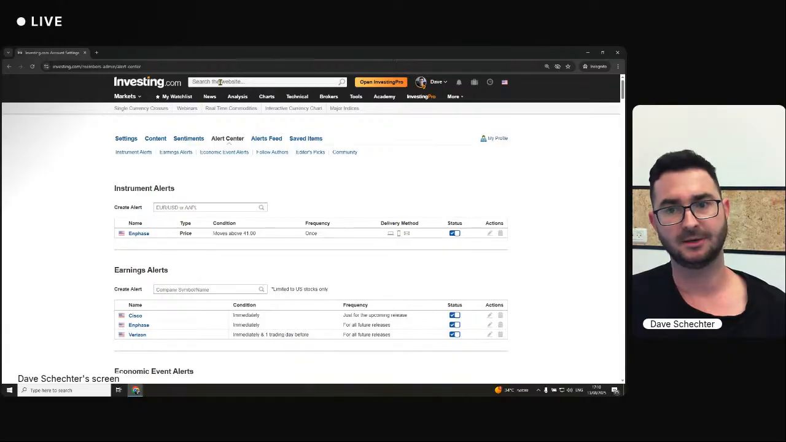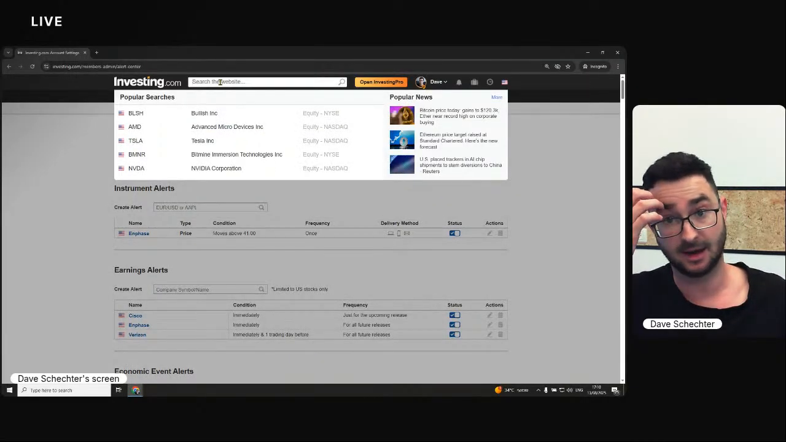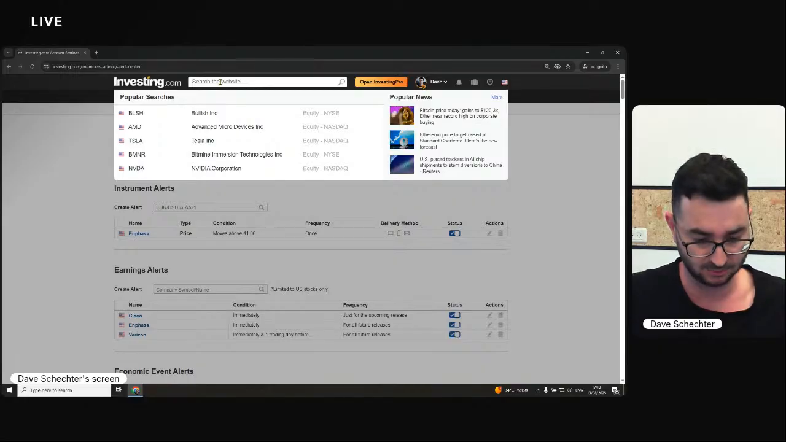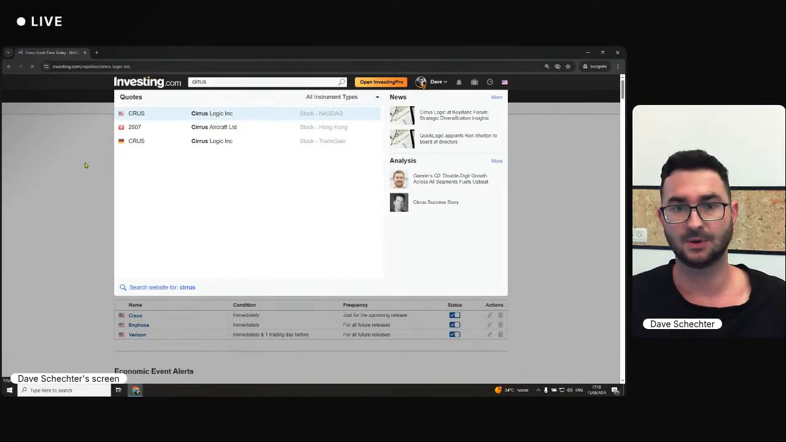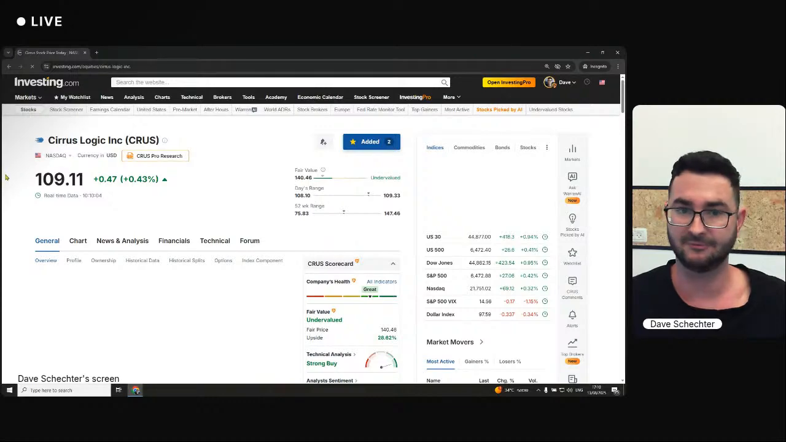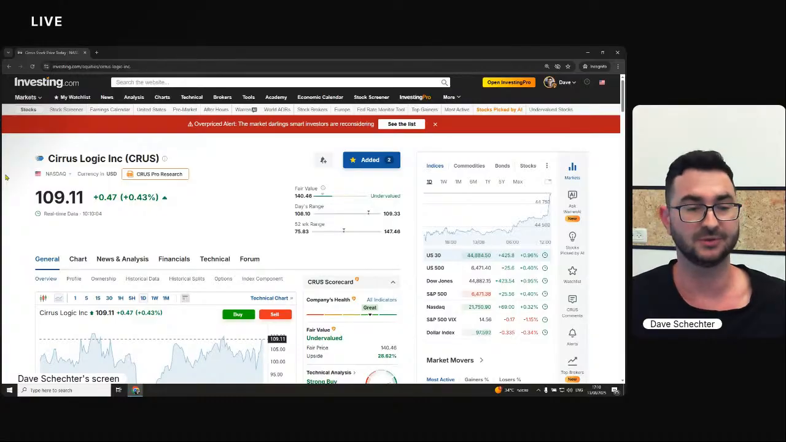If we're already on the subject of alerts, I want to show you guys how to set alerts based on instruments. So why don't we go ahead and use Cirrus Logic as an example. Just as a disclaimer, I have not made any positions in the last 72 hours about Cirrus Logic. I'm completely neutral about them. This is surely just for informational purposes.